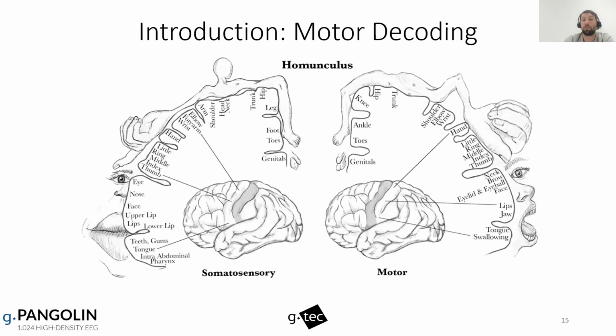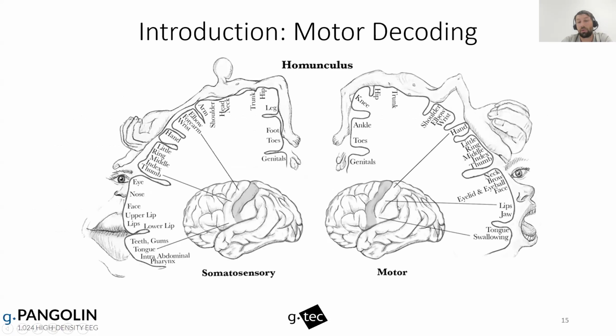A little introduction for motor decoding. Here you can see the homunculus with the somatosensory and the motor cortex divided by the central sulcus. As you probably all know, here is the representation of the different motor areas.